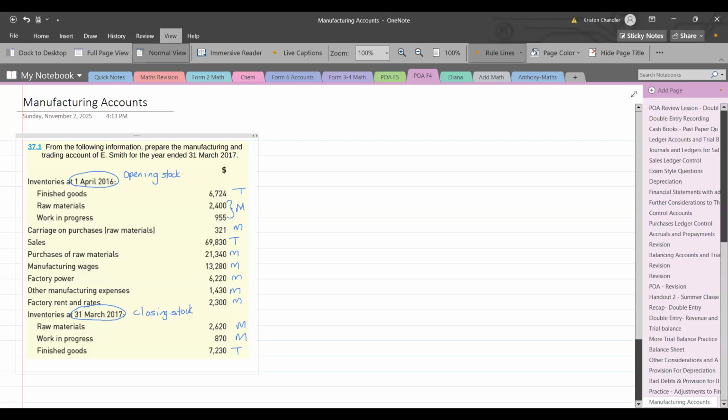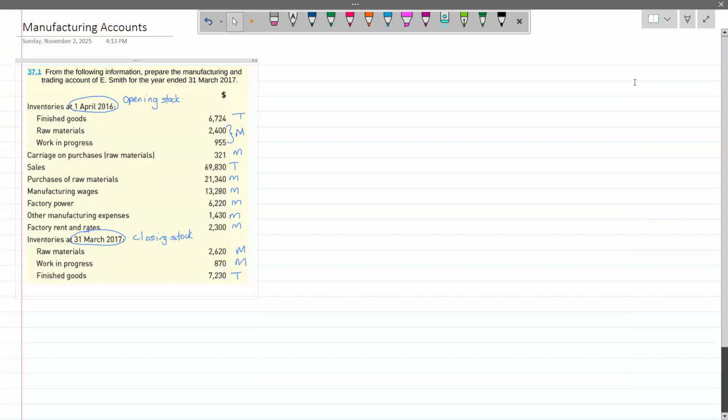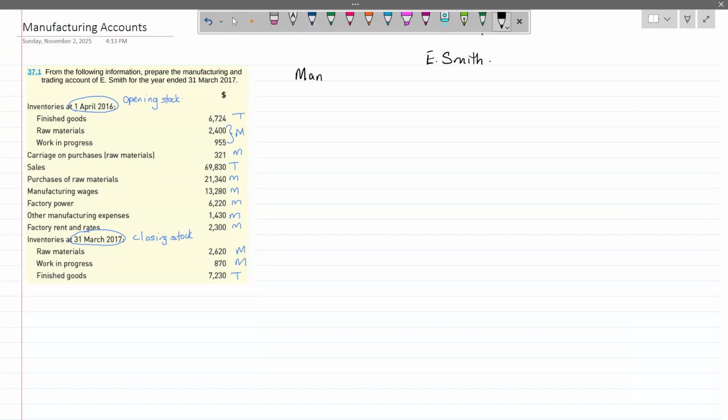Everybody seeing me on the whiteboard now? All right, so I'm going to do this as an example for you guys so you can see how to do it. So E. Smith, manufacturing and trading account. You usually get it from any question. Look at it: manufacturing and trading account.